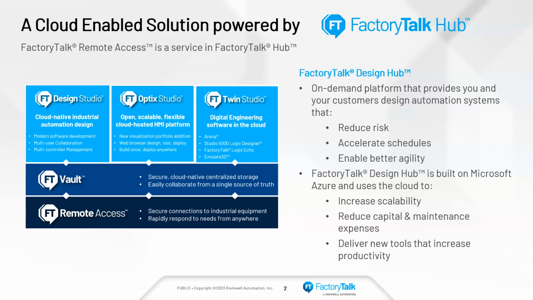Remote access is part of FactoryTalk Hub, which is a complete cloud-enabled solution offered by Rockwell Automation. FactoryTalk Hub has several components, including Design Studio, Optix Studio, and Twin Studio, which give you the ability to create logic in the cloud, HMI applications in the cloud, and do emulation and digital twin in the cloud. Also part of FactoryTalk Hub is the Vault, or FactoryTalk Vault. This is an online repository for storing your project files. And then there's remote access, which will give you secure connections to your industrial equipment that is anywhere out in the world.